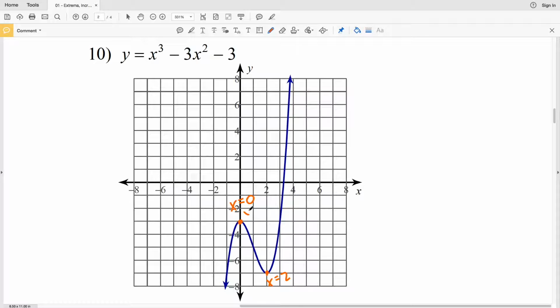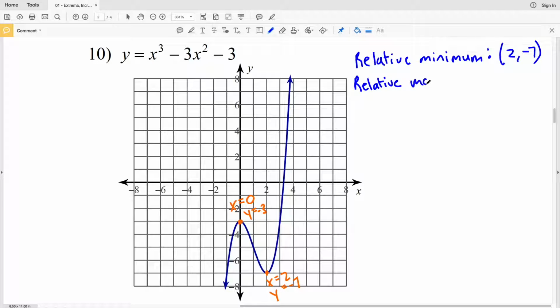And when x is equal to 0, y is equal to negative 3, and when x equals 2, the y value of the function is negative 7. So we have a relative min at (2, -7). We have a relative maximum at (0, -3). And again, we have no absolute, and that's because the function continues to positive infinity and to negative infinity in the y.